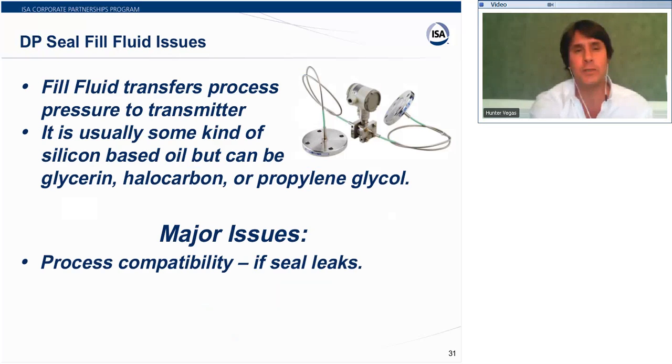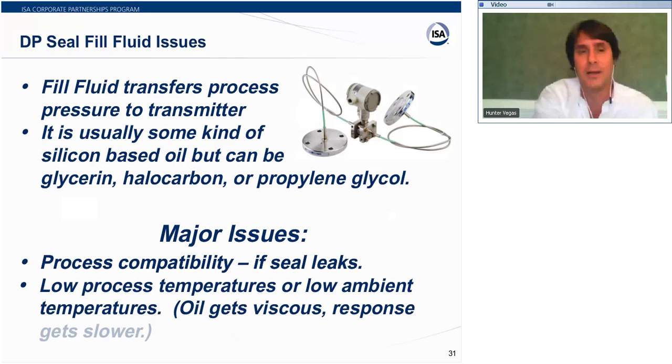The major issues that you can run into, first of all, is process compatibility. If a seal leaks, if it gets damaged, some fluid is going to go into the process. If your process is very sensitive to, say, silicon, and that's going to cause you a bunch of quality problems, then using a silicon-based fill fluid is possibly not what you want to do. Maybe you want to pick glycerin or something that may not cause you quite as many problems. It won't leak a lot, but if a little bit goes a long way, then that could be a major issue for you.